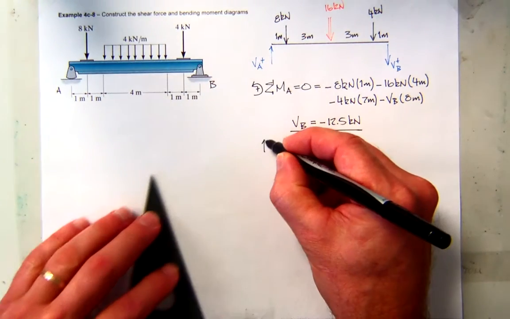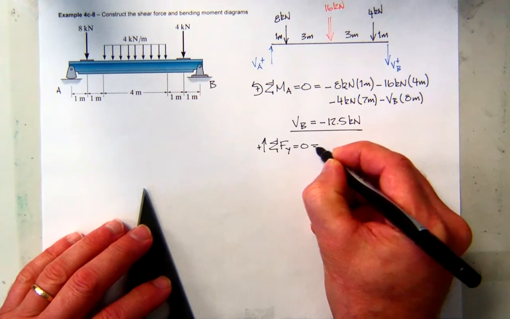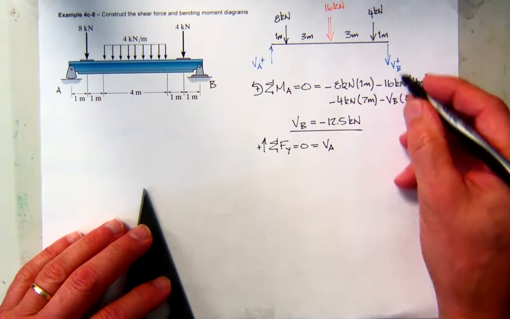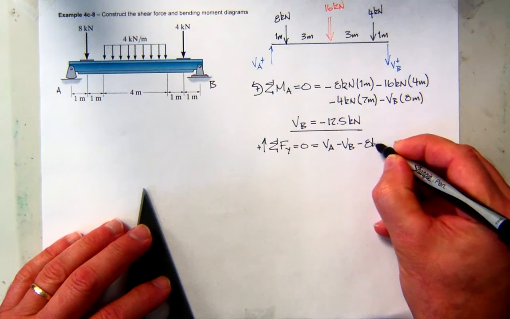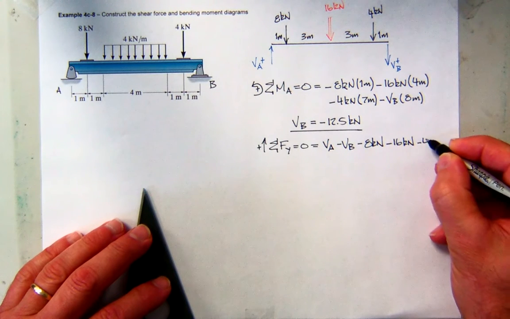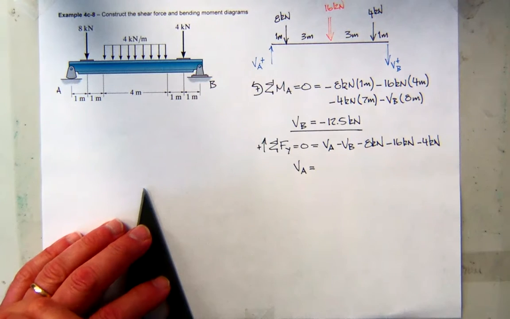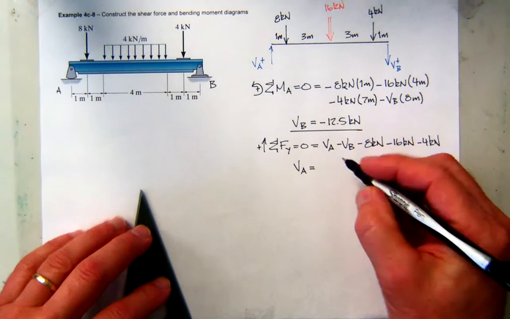So now we'll sum forces in the y direction. And let's see what we've got. So I'm going to assume up is positive. So shear at A is up, positive. Shear at B is down, negative. And all my forces are down. So that's minus 8, minus 16, minus 4. So the shear at A should be 14.5? 15.5.